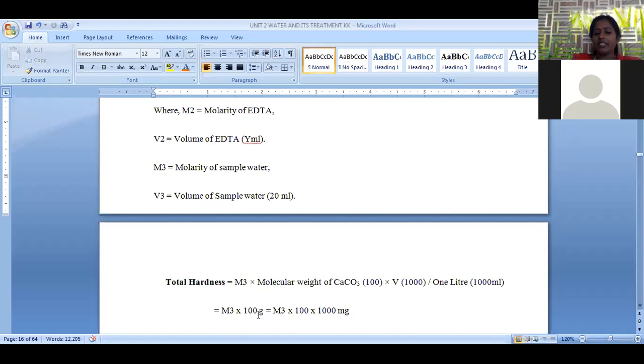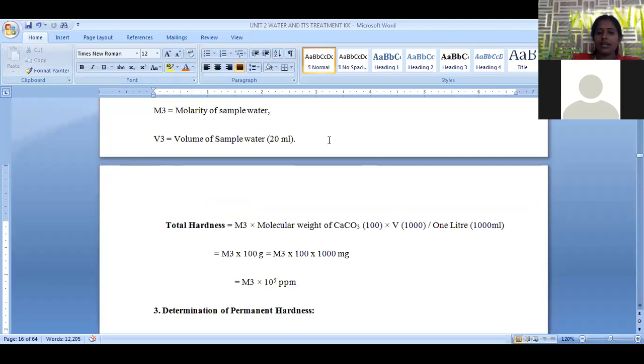The value obtained is in terms of grams. In order to convert this grams value into milligrams, the total term, that is M3 into 100, should be multiplied with 1000 so that the value is obtained in milligrams. So the total hardness of water is the molarity of sample hard water into 100 into 1000. 100 into 1000 is nothing but 10 to the power of 5. So molarity into 10 to the power of 5 gives the weight of total hardness. Milligram per liter is exactly equal to ppm. Whatever hardness is obtained here can simply be considered as ppm.